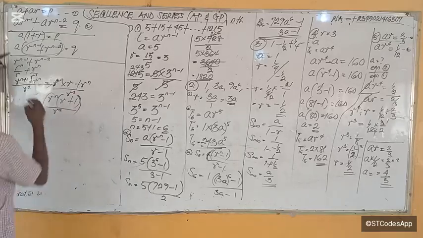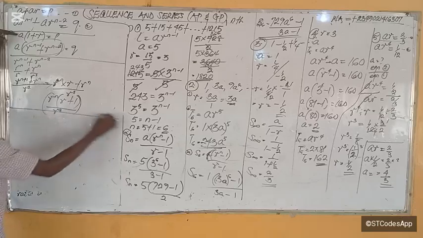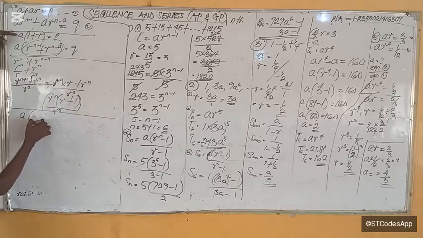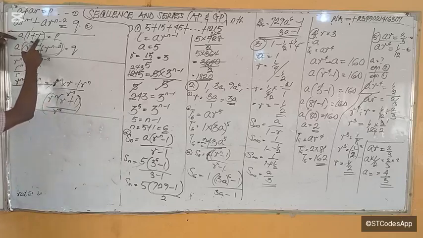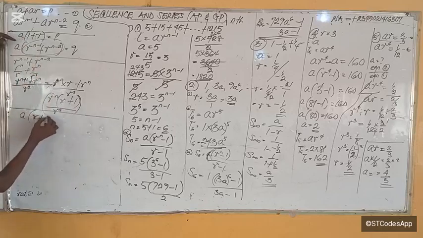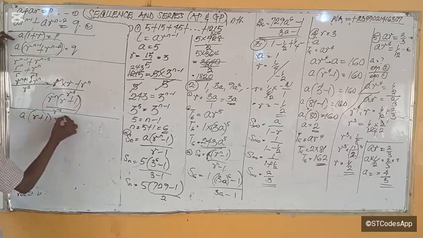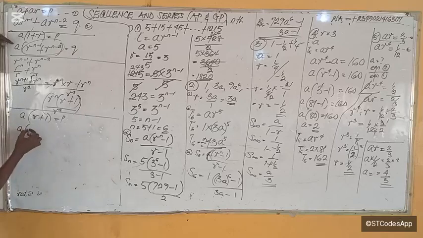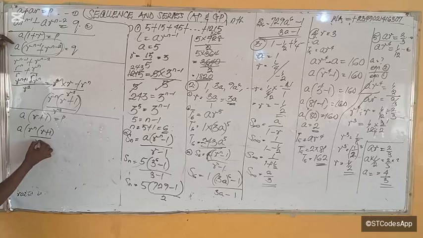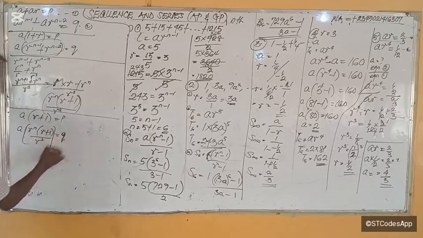Let's bring this into the equation. So let's bring it back. What we had was a into brackets, let's make it r plus 1, which is the same, equal to p. Then q now becomes a into brackets r^n into brackets r plus 1 over r squared.